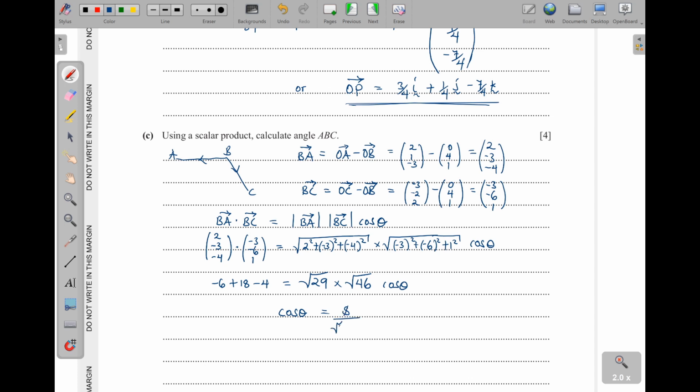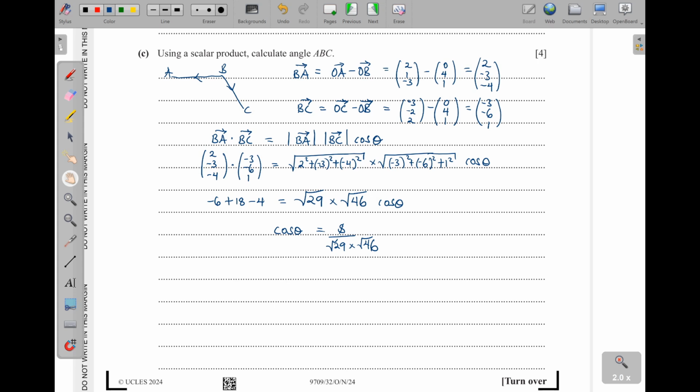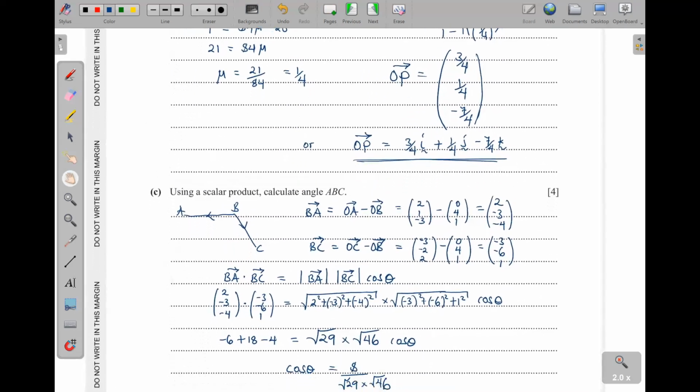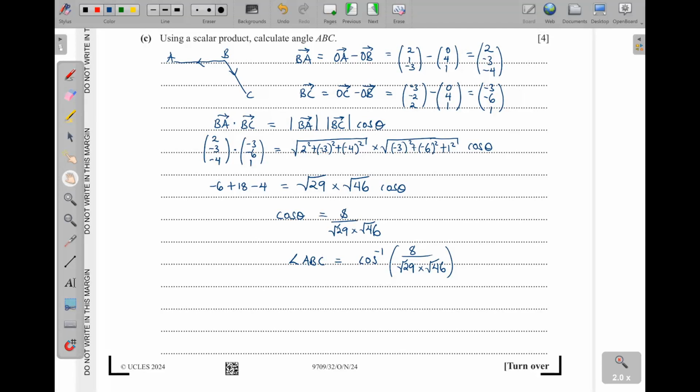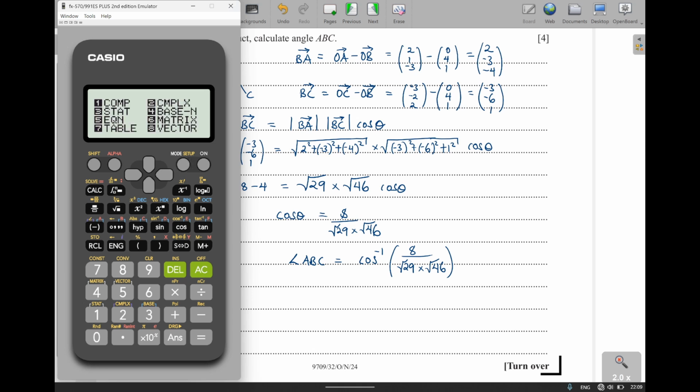Then we divide by root of 29, then times root of 46. And this therefore implies that if I want to get the angle, angle ABC is going to be the arc cos of 8 over root of 29 times root of 46. Now, here they just said calculate the angle. They never told us whether it should be in degrees or in radians. So whether you put it in degrees or radians, it's all marked correct.